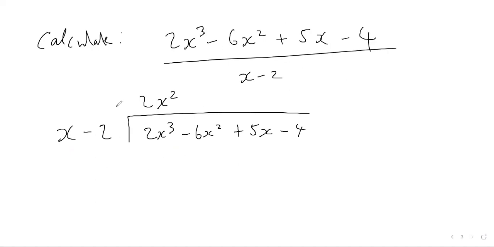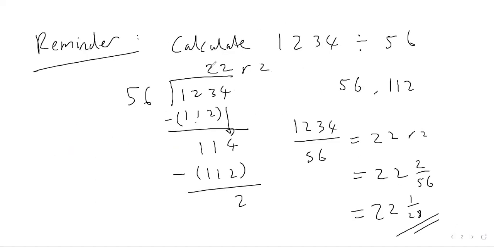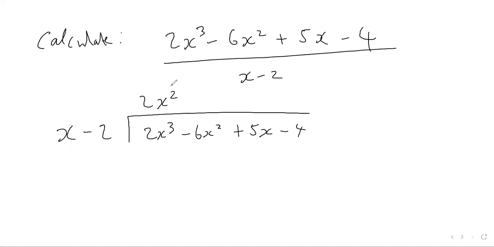Okay, so now what you're going to do is you're going to times this by that, similarly to what we did back here. So we would times the 2 there by the 56 to get this 112 there. So we do the similar thing here. We times the 2x squared by the divider. So what we're going to do is subtract the product of 2x squared with x minus 2. So that's 2x cubed minus 4x squared, because 2x squared times 2 gives you 4x squared. Obviously got the minus sign there as well. So we're subtracting that.